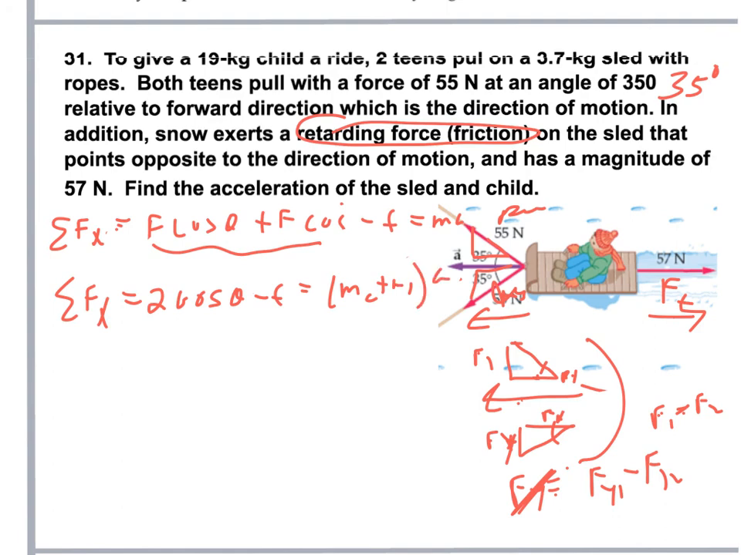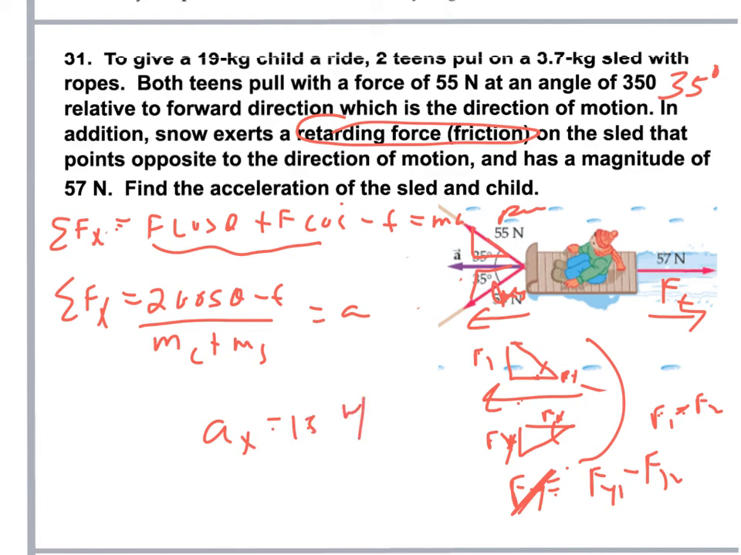And the acceleration is what we want to solve for. So we're going to take this part here and divide by the mass of the child plus the mass of the sled, and that's going to be equal to our acceleration. So now you can plug the numbers in and we get the acceleration equals 1.5 meters per second squared. It's again 1.5 meters per second squared.